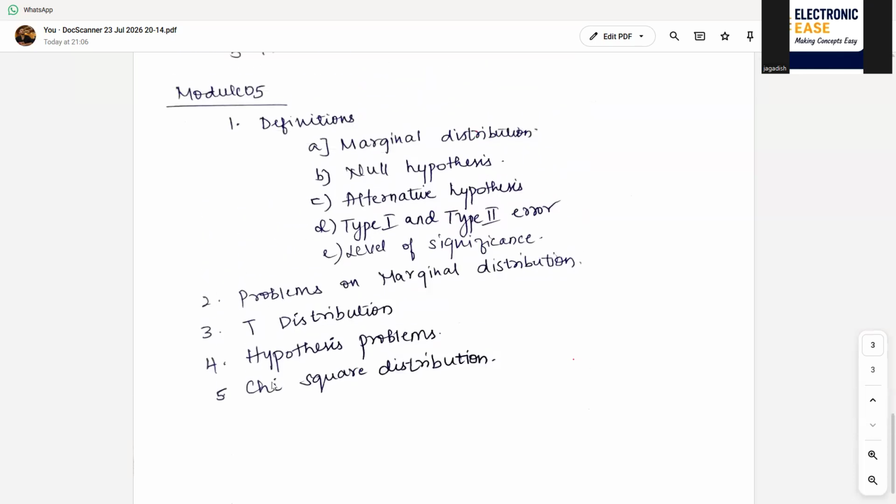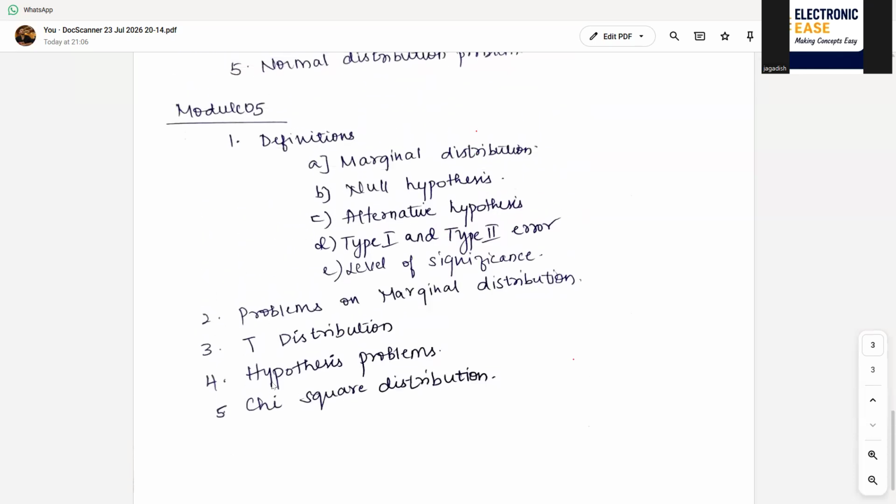Next, definitions you have to learn from module 5: the marginal distribution, null hypothesis, alternative hypothesis, type 1 and type 2 error, level of significance. You need to practice problems on marginal distribution, t distribution, hypothesis problems, and chi-square distribution. Students, this is the passing package for your module 4. If you have studied this, you will definitely be able to score very good marks.